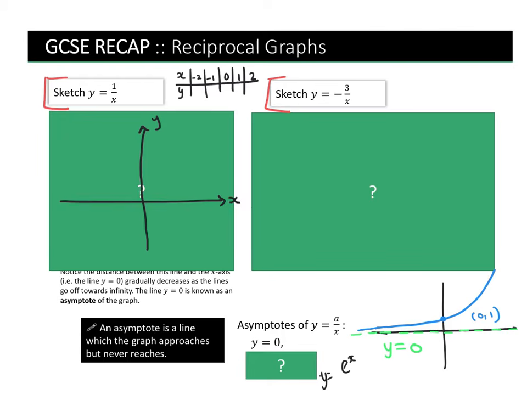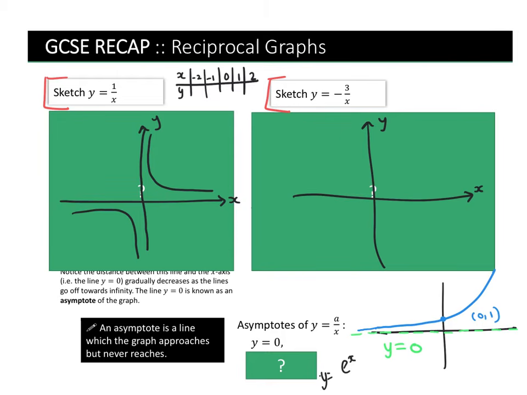1 over x should look like this. And then minus 3 over x. What does that mean? We've multiplied 3 by x, so we've actually divided my x coordinates by 3.